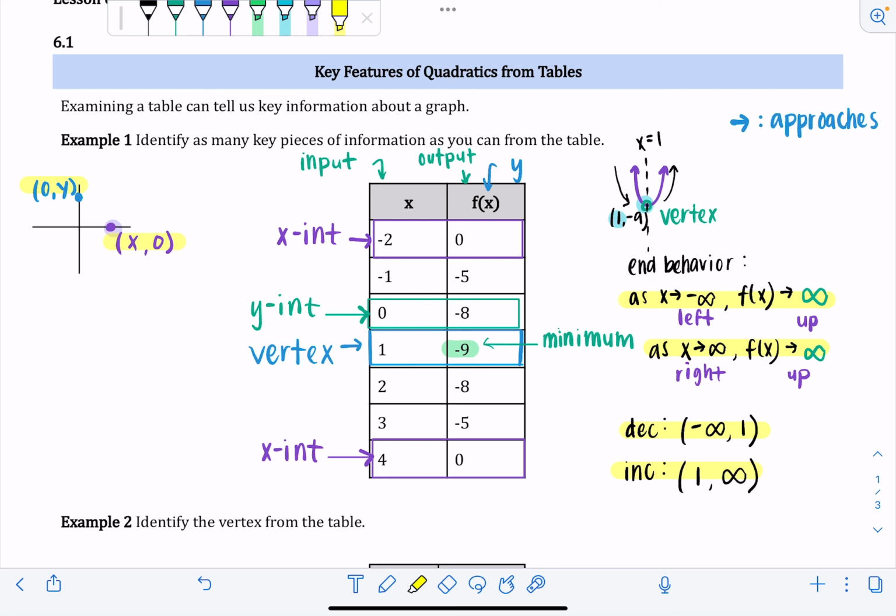Okay, so I think that's a ton of information. I feel like that's a very good amount of information to pull from the table. So we're going to move forward to example 2.